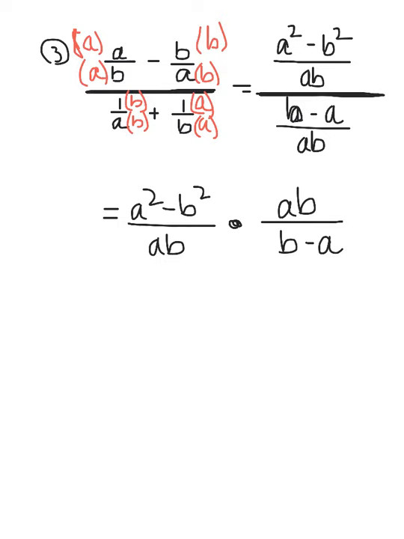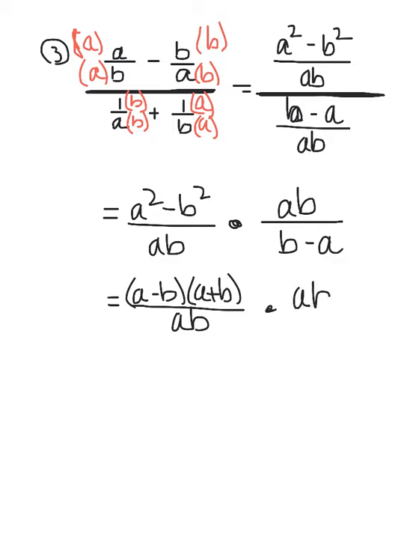Hopefully you're seeing that you have dots. So I'm going to do a minus b times a plus b over ab times ab over b minus a.